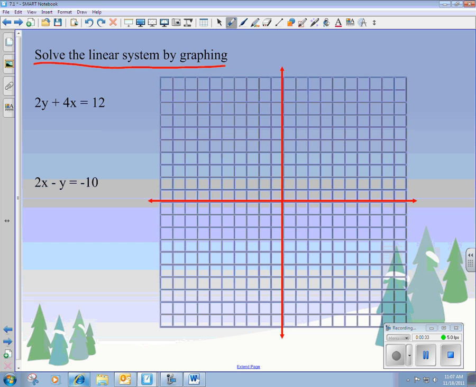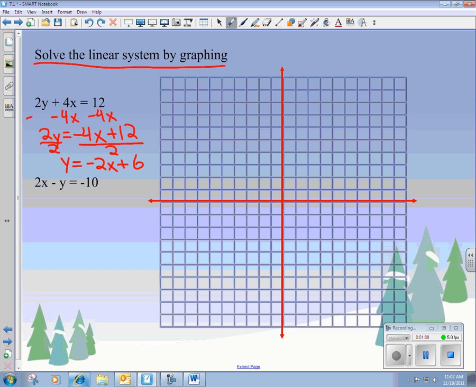To graph it, we have to start by getting it into y equals mx plus b form. So we have 2y plus 4x equals 12, and 2x minus y equals negative 10. That's our system because we've got 2 or more equations. So we're going to subtract 4x from both sides so that we get y by itself. So 2y equals negative 4x plus 12. And then divide by 2 on both sides to get y by itself. So y equals negative 2x plus 6.